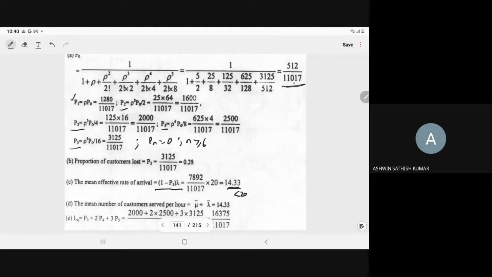In the D part we have to compute the mu bar, right? That is the expected number of customers served per hour. So for the steady state it is equal to lambda bar.